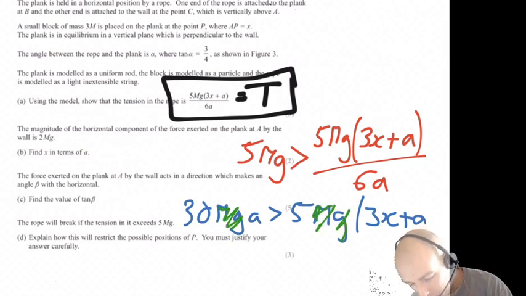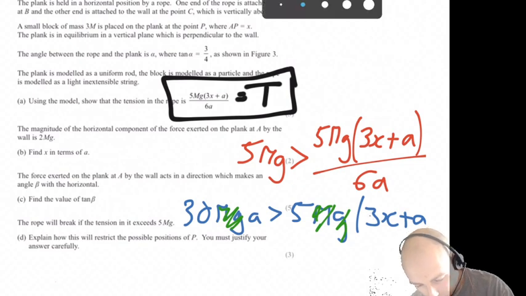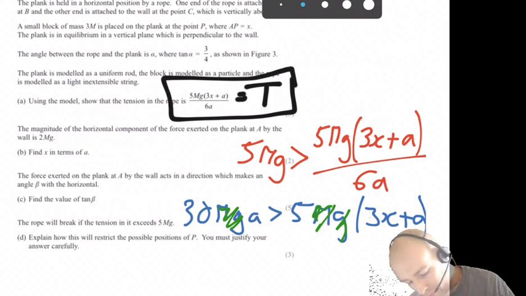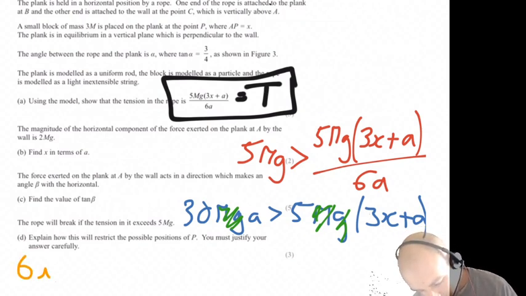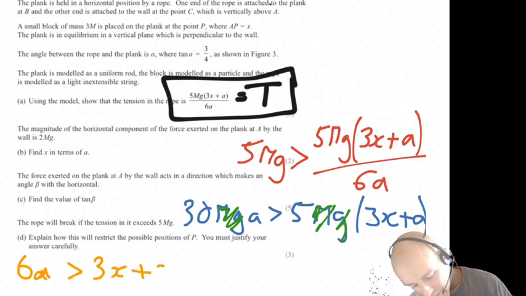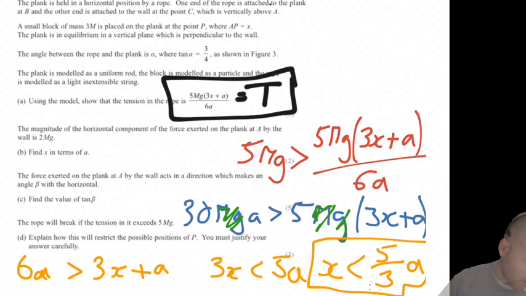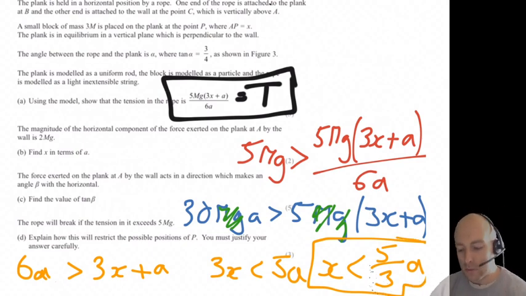And we can now expand those brackets. I'll divide both sides by 5 as well. So we're going to get 6a is greater than 3x plus a. Take a from each side, so we get 3x less than 5a. So x has to be less than 5/3 a. If x is any more than 5/3 a, then it will snap the tension.